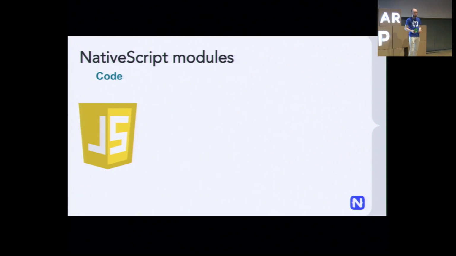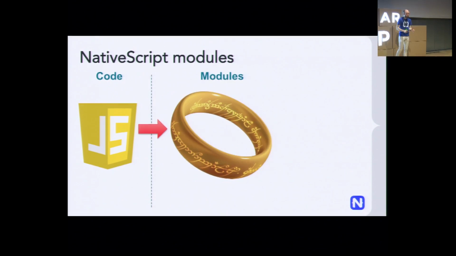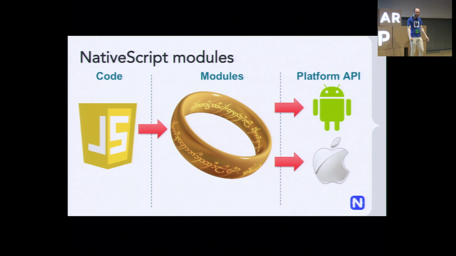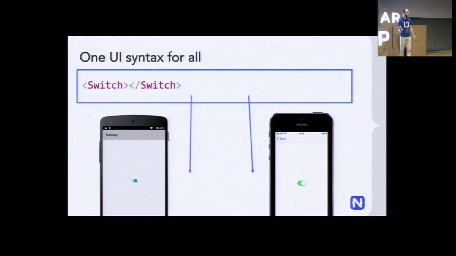So the idea is that you write your code at a JavaScript level. Then you use modules that are there to rule them all, right? And then this translates to either Android or iOS code, which is quite cool. And Windows Universal is coming very soon again. So this works for the UI. So if you, in your HTML, add a little switch, then this will translate to either an iOS or Android switch.